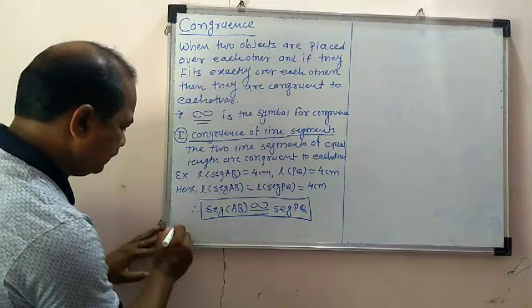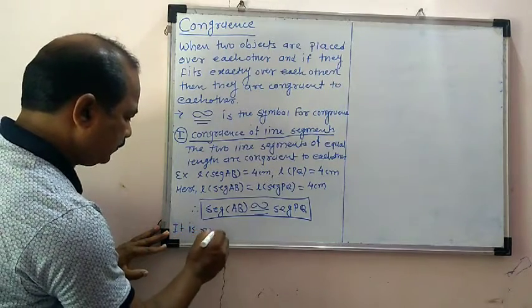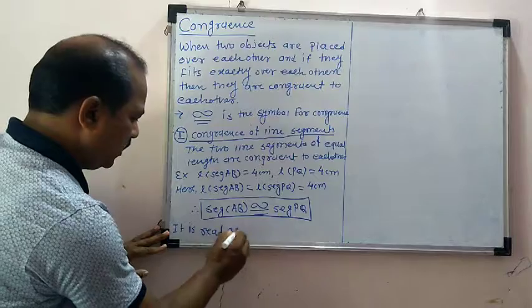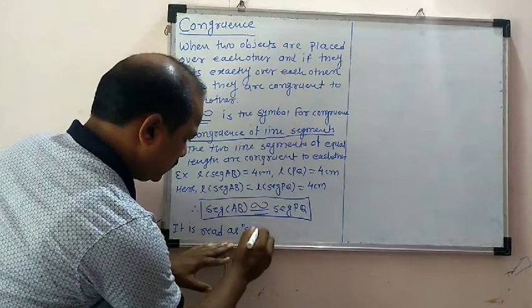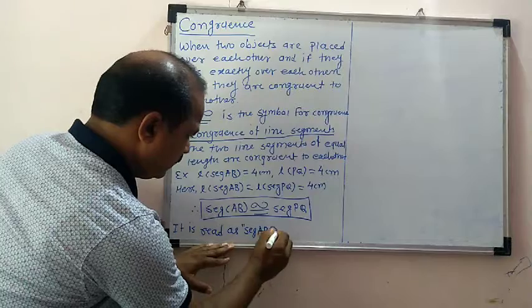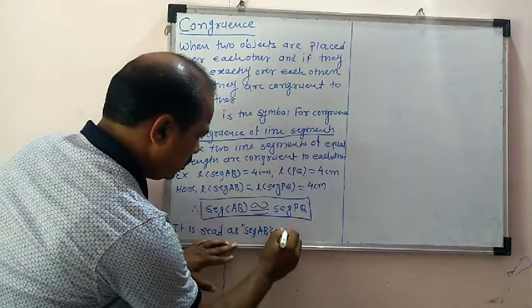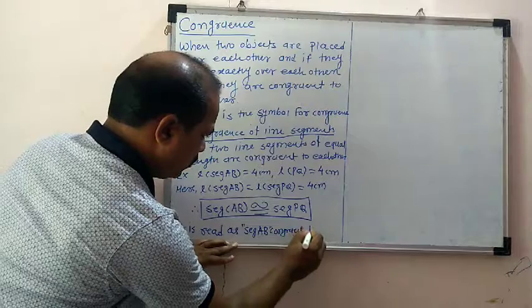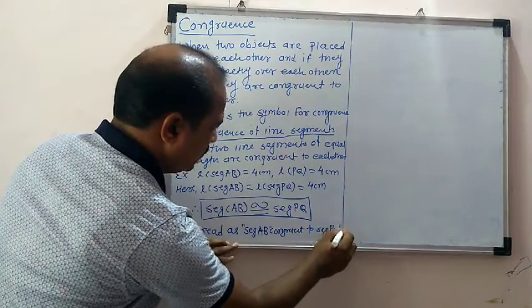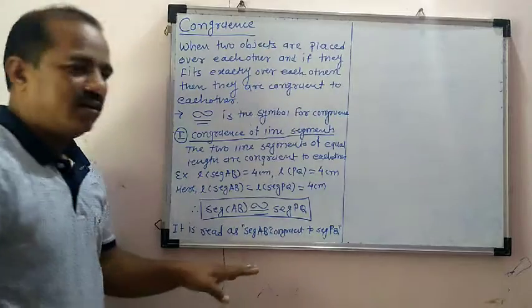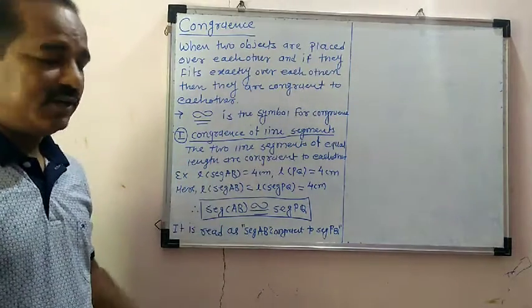It is read as segment AB is congruent to segment PQ. In this way, this is the congruence of segment.